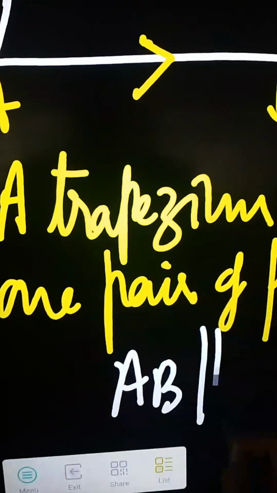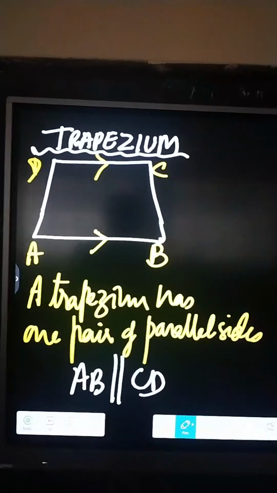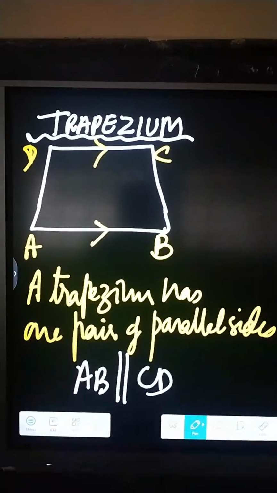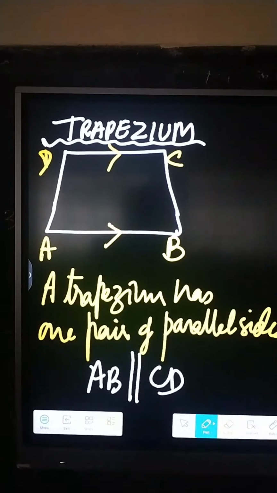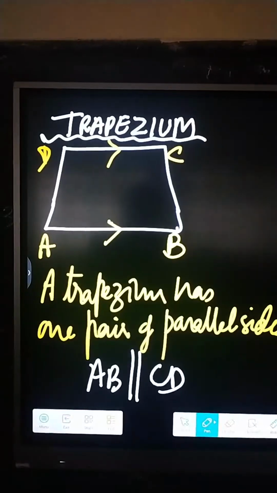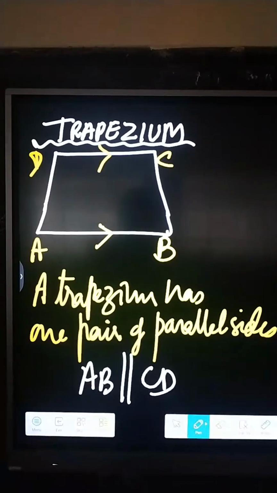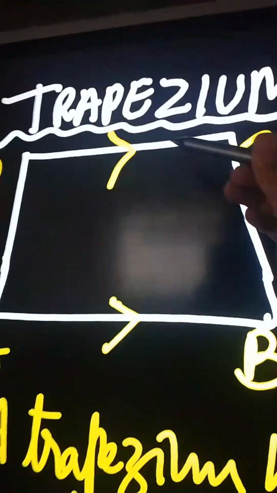It has only one thing, which is AB is parallel to CD. In this, nothing is equal. Rest something may be equal, but in a trapezium, it has only one pair of parallel sides. AB is parallel to CD. Rest, nothing is equal. So this will be easier. Only one side is parallel.